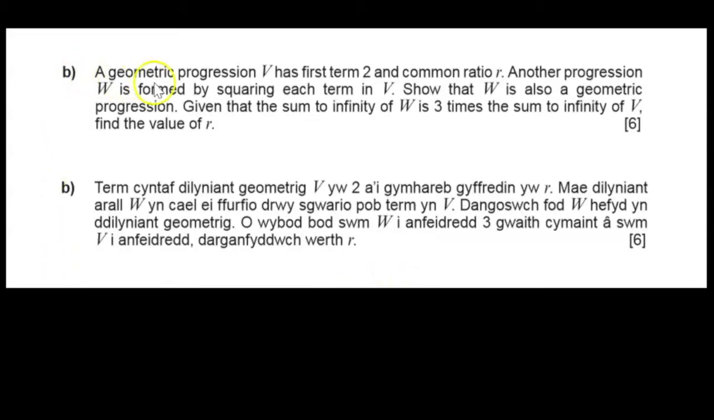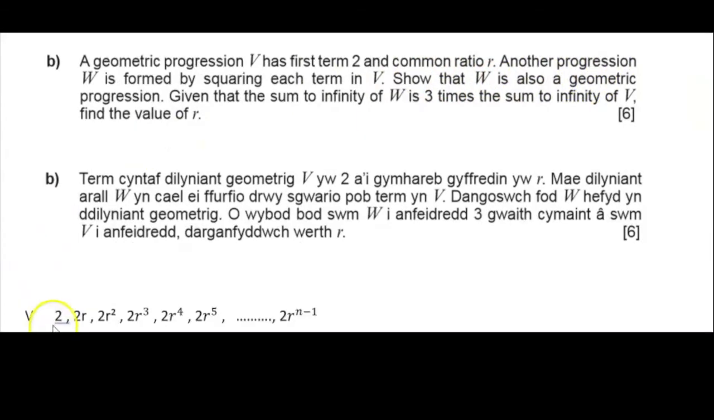Part B. A geometric progression V has first term 2 and common ratio r. Another progression W is formed by squaring each term in V. Show that W is also a geometric progression. Given that the sum to infinity of W is 3 times the sum to infinity of V, find the value of r. So the first thing we have to do is show that W is also a geometric progression. Let's think about the series V.